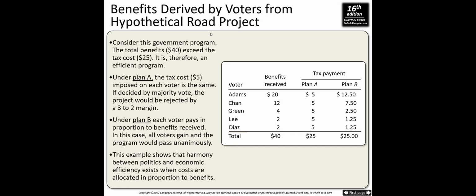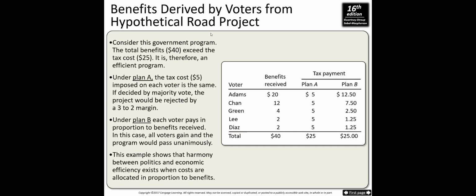Why? Because Adam has a net benefit: $20 benefit and $5 cost, $15 of net benefit. He will favor the project. Chan, the same positive net benefit, will favor the project. But Green, Lee, and Diaz have a negative net benefit. Their cost is more than the benefit they receive. Under majority rule, Green, Lee, and Diaz are not going to accept the project. Therefore, the project is not going to pass. Now let's look at Plan B.